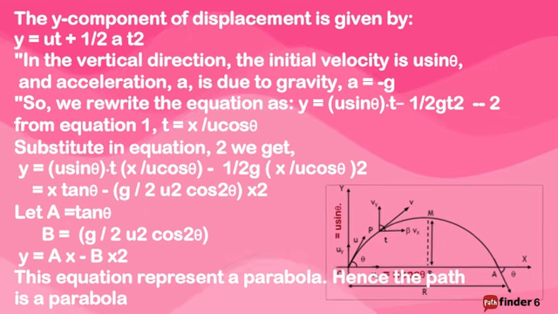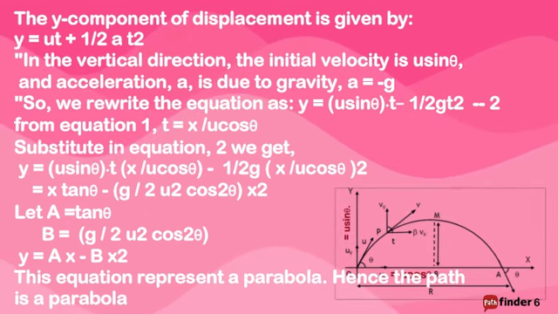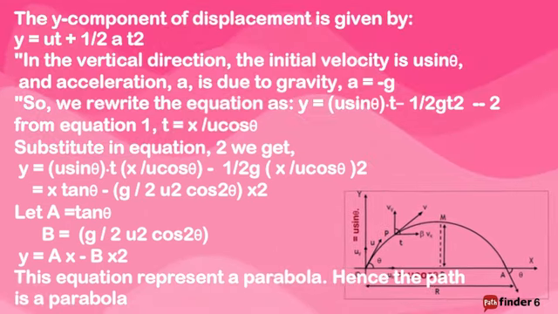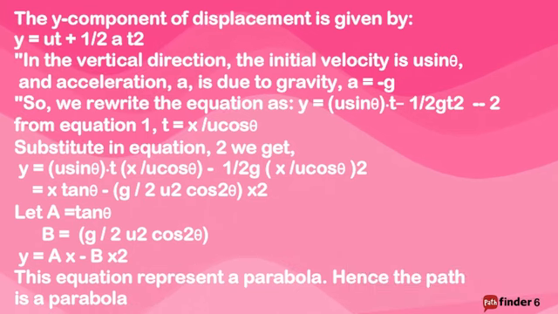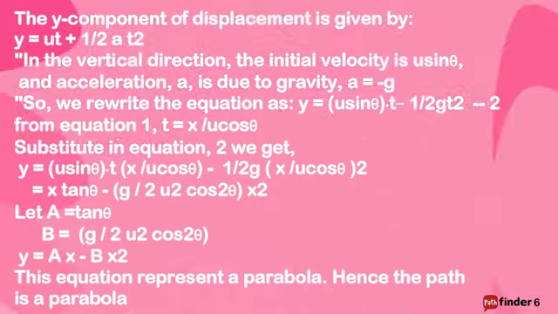From equation 1, t is equal to x by u cos theta. Substitute in equation 2, we get y is equal to x tan theta minus g by 2 u square cos square theta into x square. Let a is equal to tan theta, b is equal to g by 2 u square cos square theta. y is equal to ax minus bx square. This equation represents a parabola. Hence the path is a parabola.